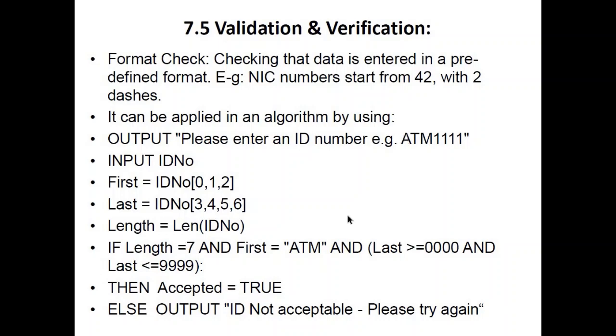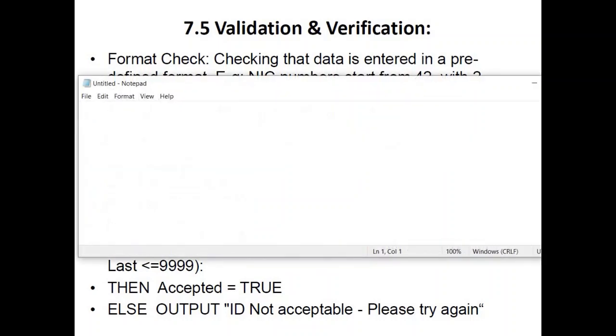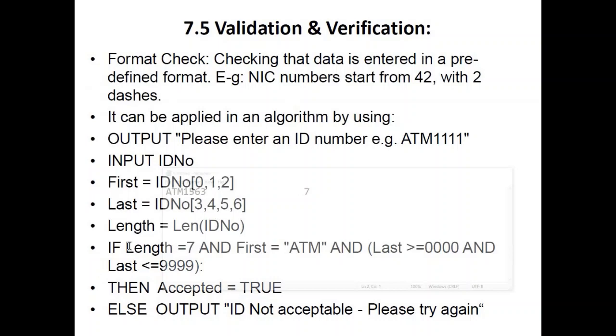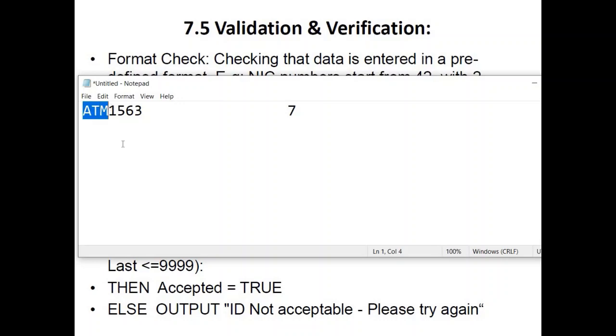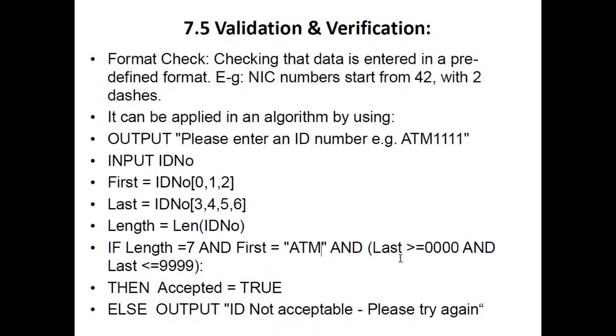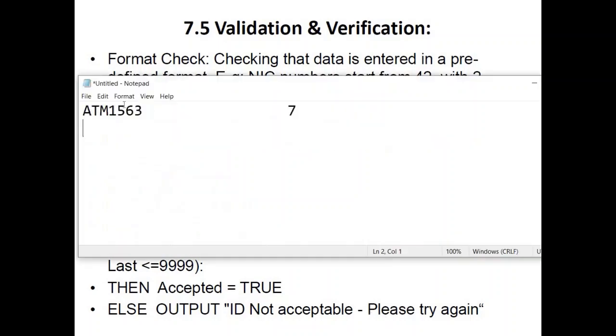This means that it is checking whatever length you have, whatever ID number you have inputted. For example, I input ATM1563, then the first thing it is going to check is that the length should be 7. Okay, it is 7, so this check is done, and the first should be ATM. The first 3 characters should be ATM. Yes, done. The second check also done. The last part should contain 4 numerics, 1, 5, 6, and 3. The third check also passed. That means I will have the result as true or accepted.